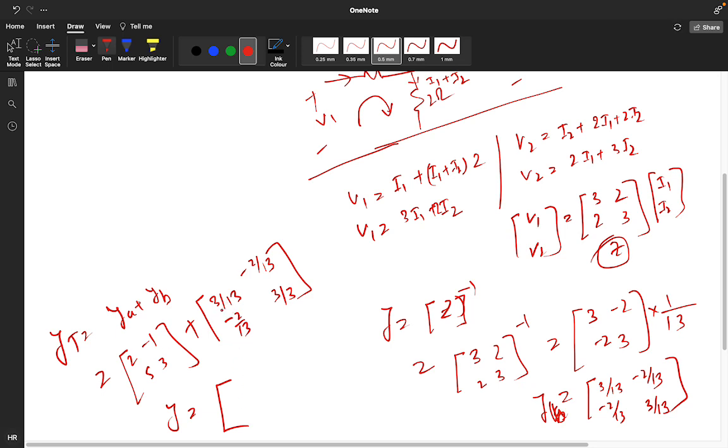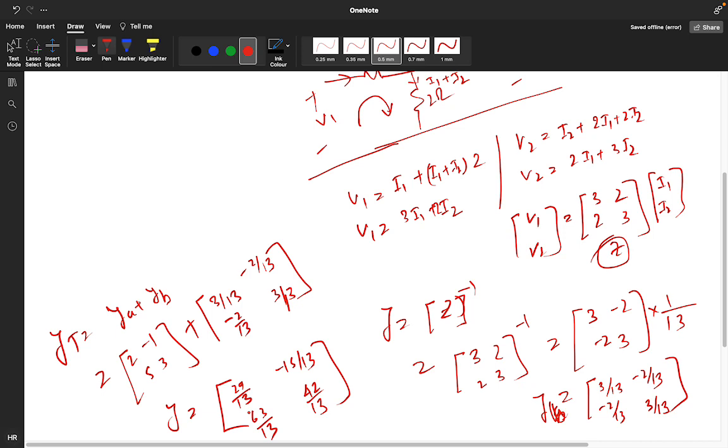2 plus 3 by 13 is how much? 26 plus 3, 29 by 13. Minus 1 minus 2 by 13 is how much? Minus 13 minus 2, minus 15 by 13. 5 minus 2 by 13 is how much? 13 into 5 is 65, 65 minus 2, 63 by 13. And 3 plus 3 by 13: 13 threes are 39, 39 plus 3, 42 by 13. So we are getting the final answer Y equals 29 by 13, minus 15 by 13, 63 by 13, 42 by 13. Is the thing clear for you guys?